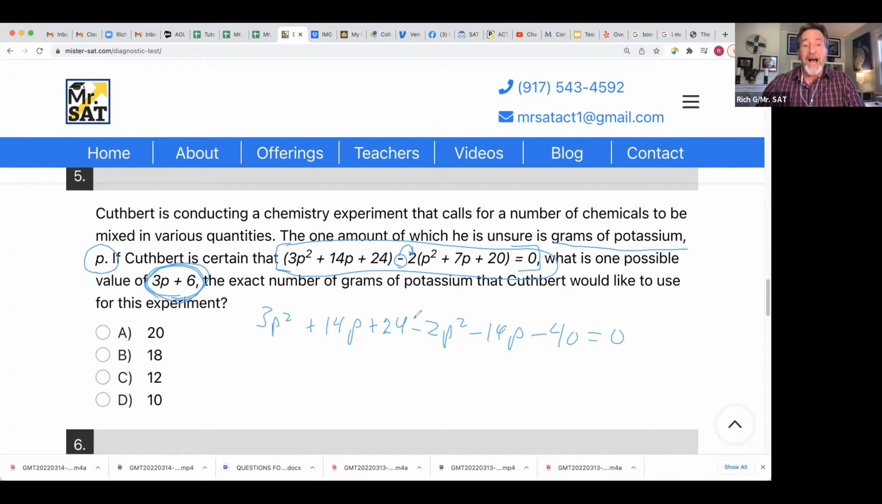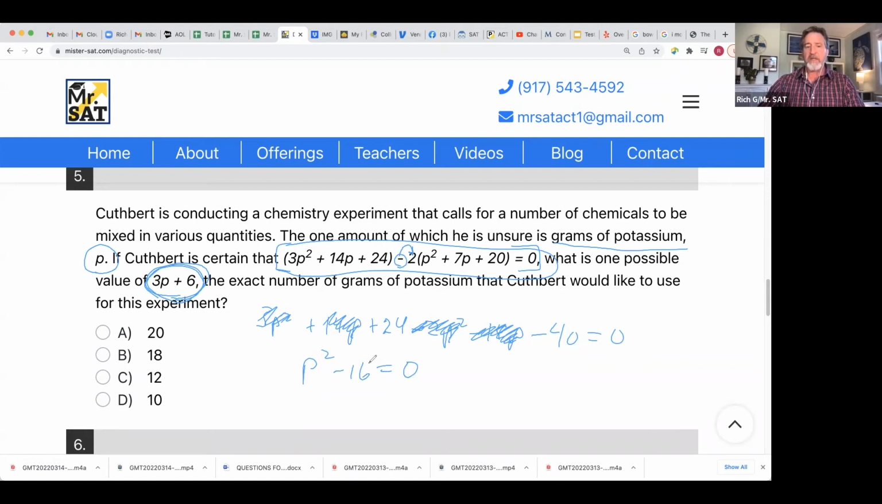Now I'm going to combine like terms. Well, I have a 3p squared and a negative 2p squared. That leaves me with p squared. I'm just going to cross them out so I don't get confused. 14p minus 14p. Well, I like that. That goes away because that equals 0. And then I've got 24 minus 40. No calculator. Got to count it up. That's going to be minus 16. Don't forget the 0. That equals 0.